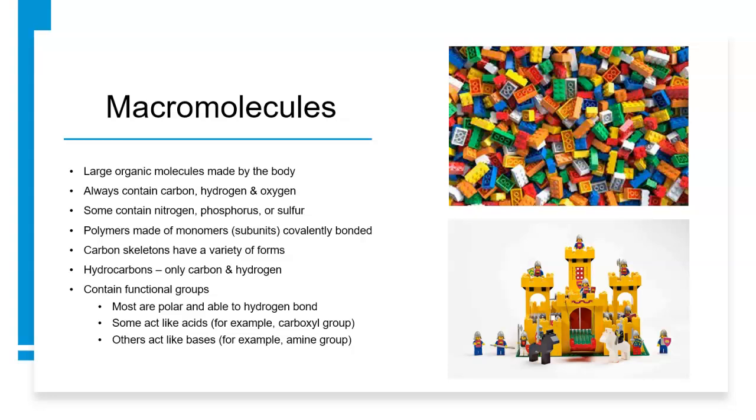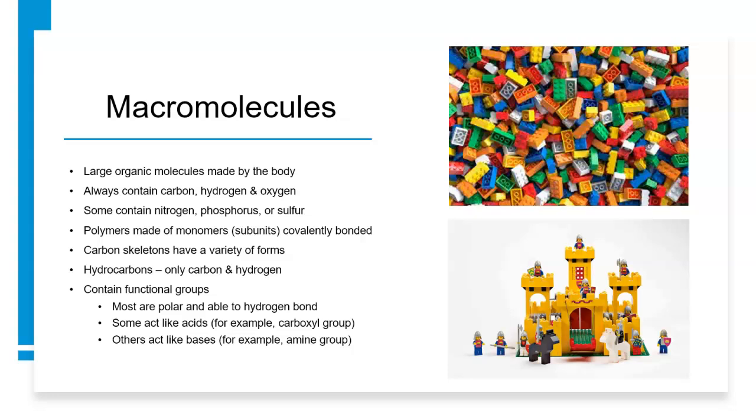So these big molecules, remember macro means big, always contain carbon, hydrogen, and oxygen. There are some of our very important macromolecules that also have nitrogen, phosphorus, and sulfur, or any combination of them. But the one thing they all have in common is carbon, hydrogen, and oxygen.